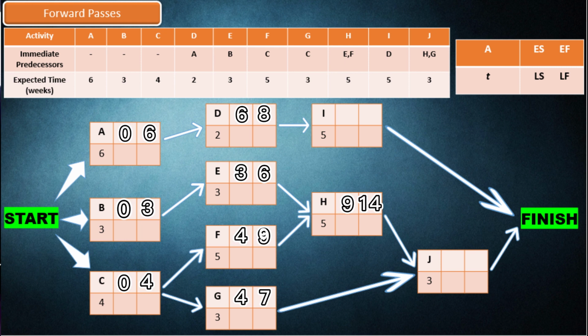Activity D is the predecessor of activity I, so the earliest start of activity I is 8. Then, activity I needs 5 weeks to be completed, so the earliest finish of activity I is 13. Activities G and H are the predecessors of activity J, so the earliest start of activity J is 14. Then, activity J needs 3 weeks to be completed, so the earliest finish of activity J is 17. Therefore, we complete the forward passes with a project completion time of 17 weeks.